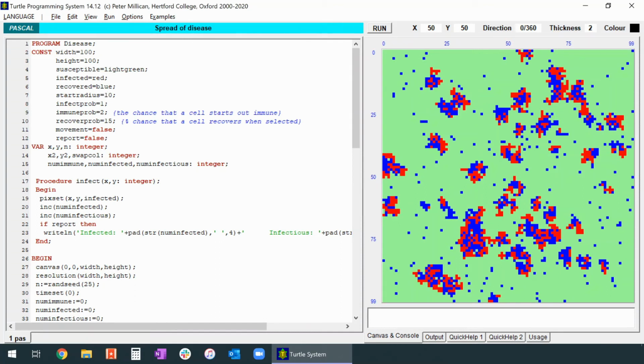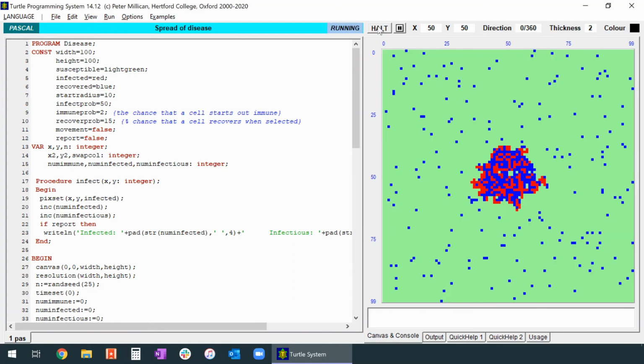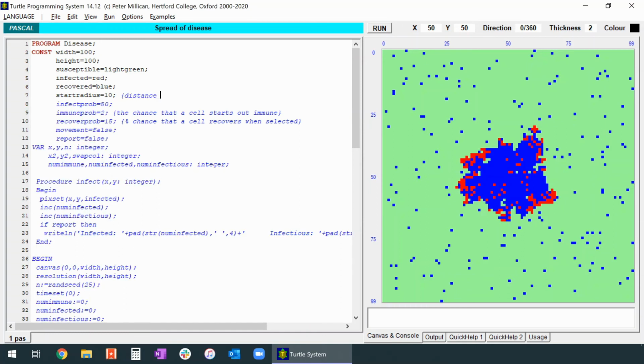Equally, if we change that back to 10, but we increase the infection probability, well, you can probably guess what would happen. So this is now a 1 in 2 chance that any cell within the start radius is infected. We have a lot of disease to begin with that then spreads outwards. So there we go. The start radius is the distance from the centre that the disease can start. And the infection probability is the probability that a cell starts out infected. And of course, that's only true for cells that are within the start radius. And as we go through a bit more of the code later, you'll see exactly how those two come together.